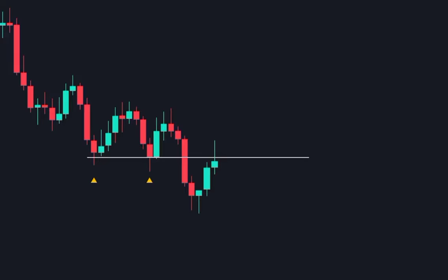To confirm the entry, wait for a candle to close below the previous candle's low. That's our signal that the sellers are still in control and we can enter a short position. If the price doesn't confirm and keeps moving up, then there's simply no trade. For a more precise entry, zoom into the 5-minute chart.